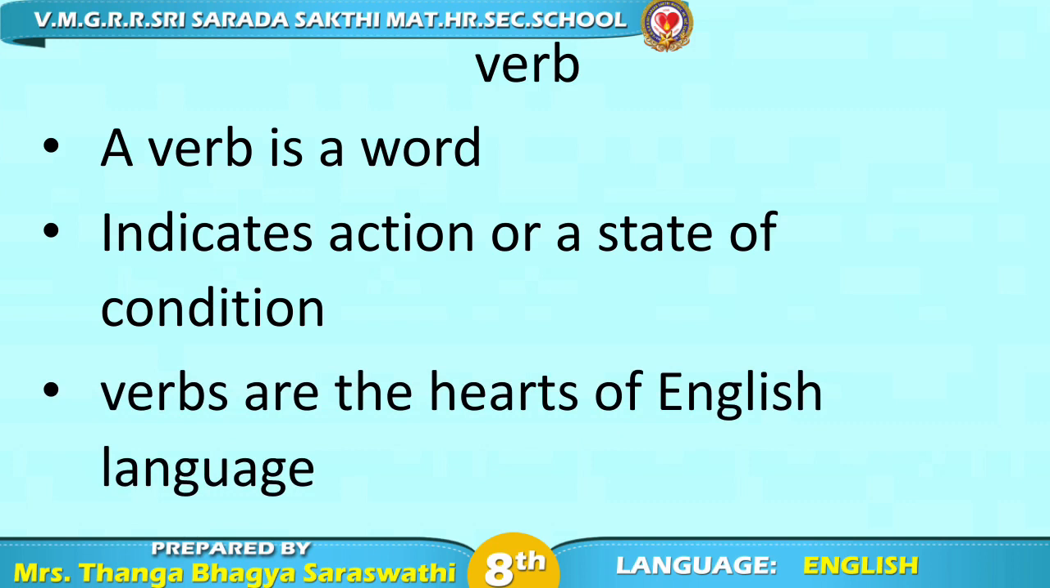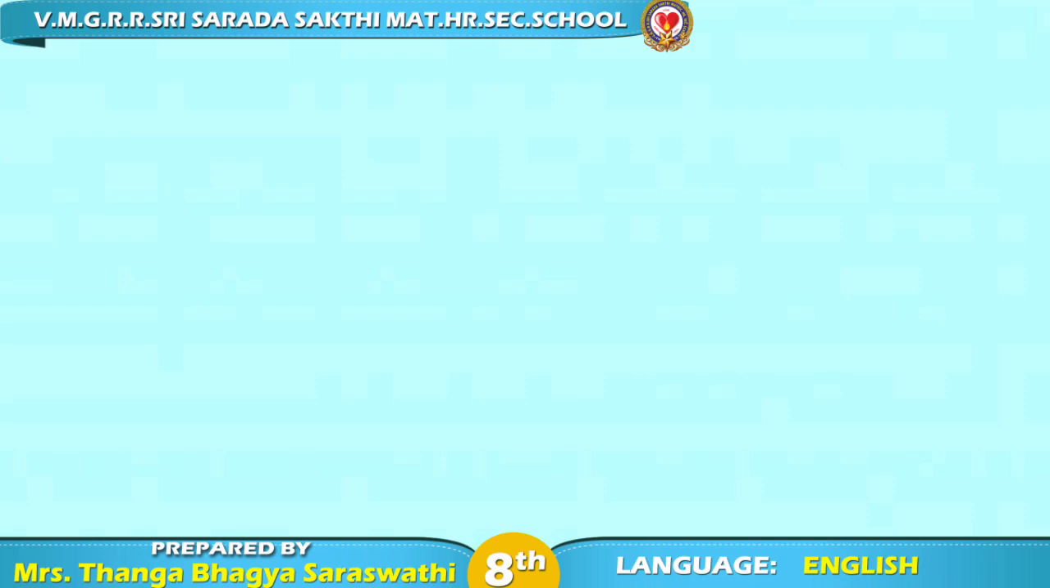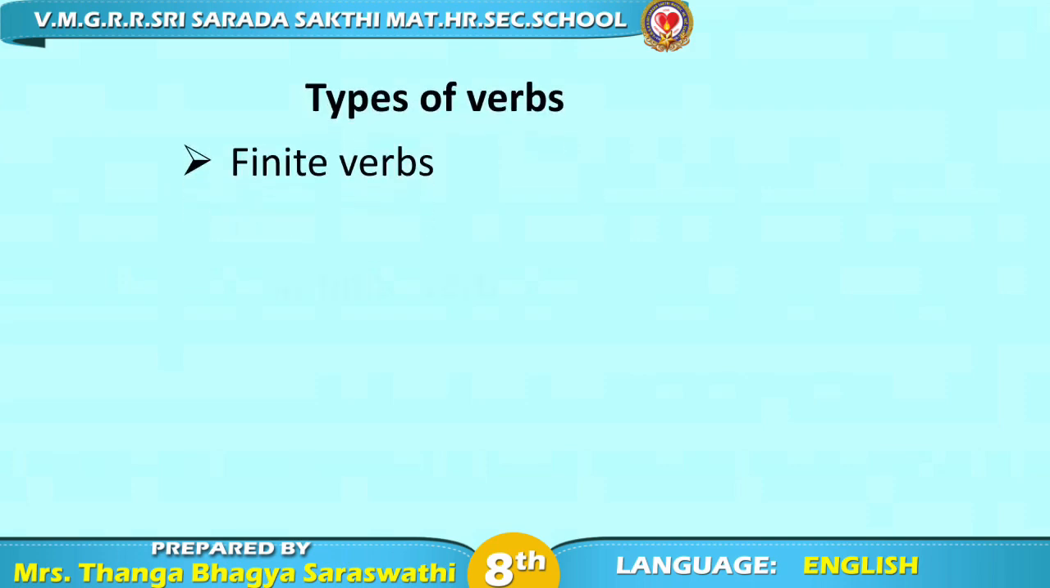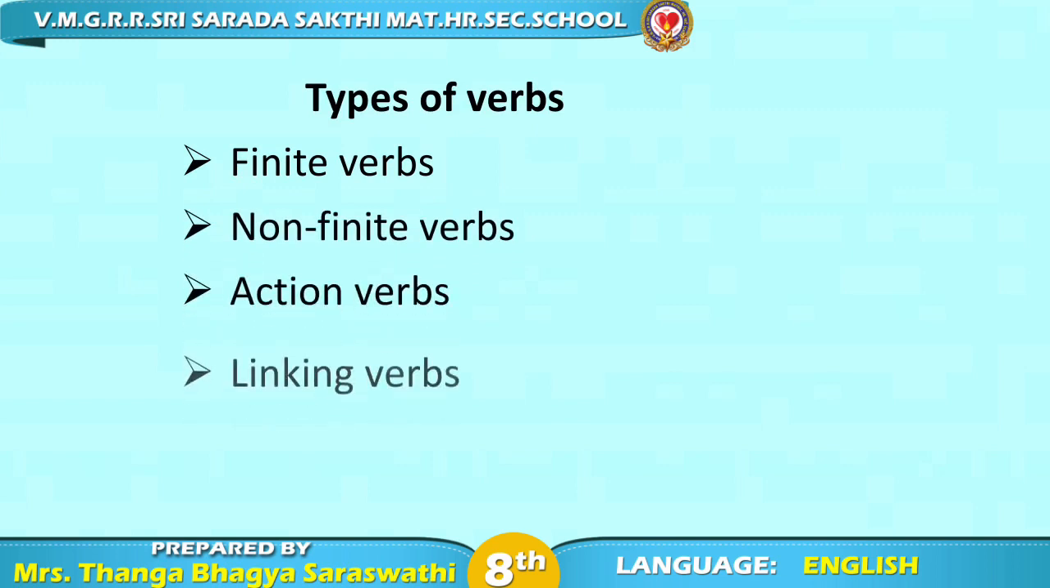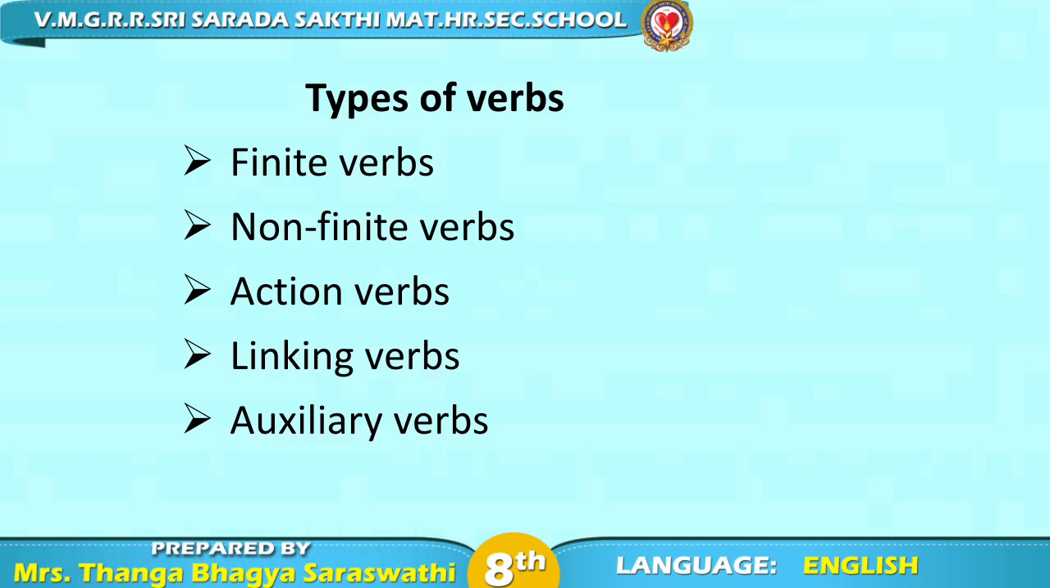Here, "I dance," is there any meaning? "I am dancing." This sentence only has a meaning. And what are the kinds of verbs? Finite verbs, non-finite verbs, action verbs, linking verbs, auxiliary verbs and modal verbs. These are the kinds of verbs.